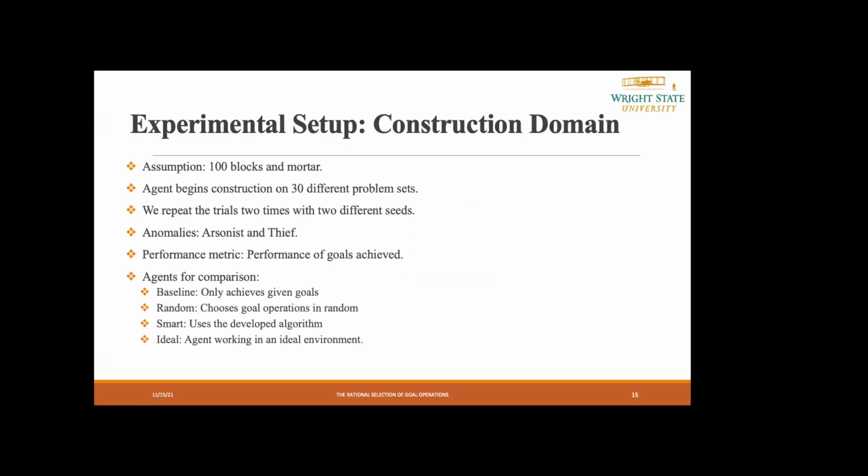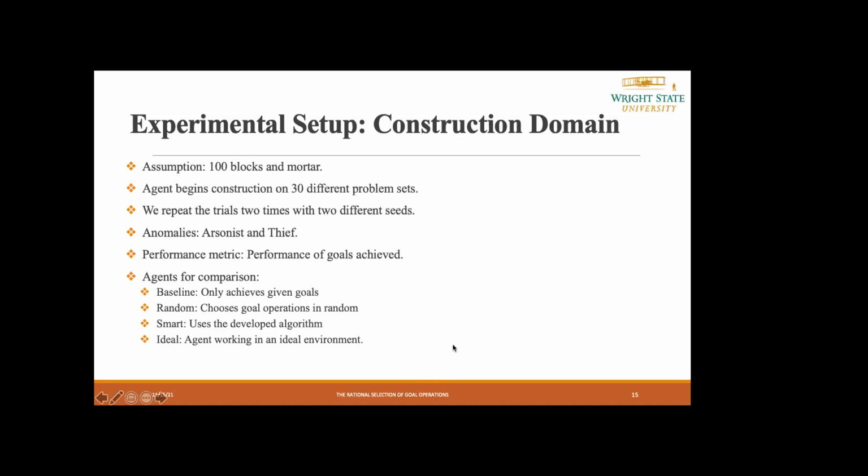So as per the empirical results in the construction domain, we assume that there are 100 regular blocks, and there are 100 motor blocks, and we have 30 different problem sets. We have repeated the problem with 2 different seed values, meaning randomizing when the arsonist and thief acts. And again, as I mentioned, the anomalies in this domain are arsonist and thief, and the performance metric that we have measured is the percentage of goals achieved. I'm sorry for the typo there.